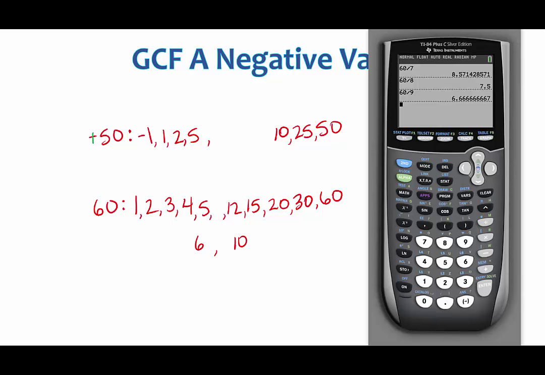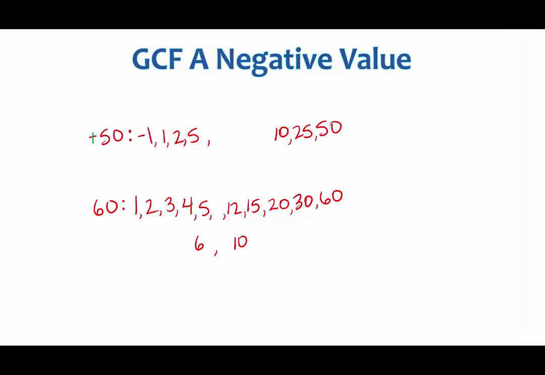The numbers we've been using in our examples, you should be familiar with enough to be able to do these. But if you come across some and you're not sure if a number goes into it, just use your calculator. That's okay. So if we go back to our example of negative 50 and 60, we see they share the factors of 1, 2, 5, and 10. So the greatest common factor of negative 50 and positive 60 would be 10.